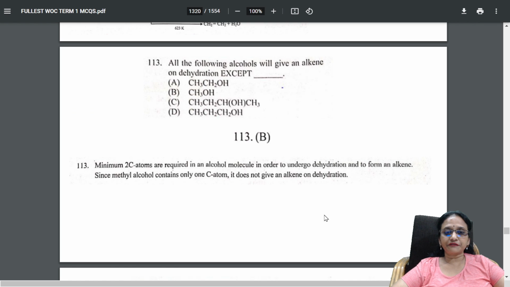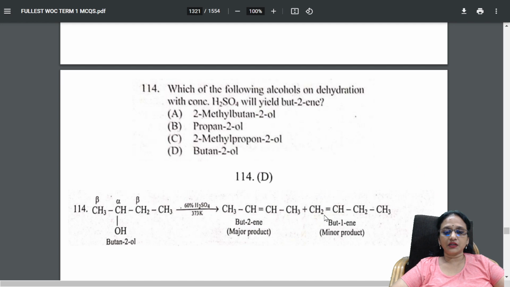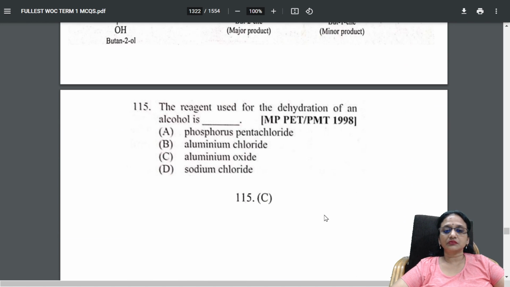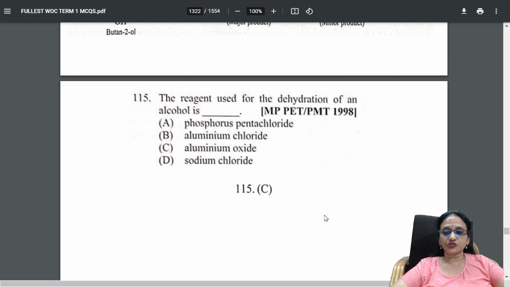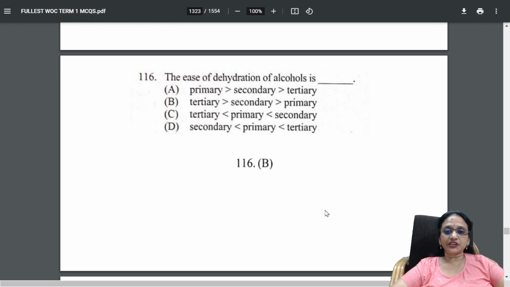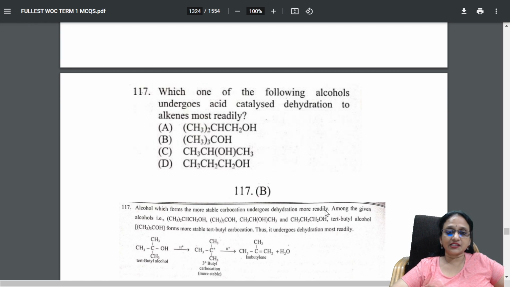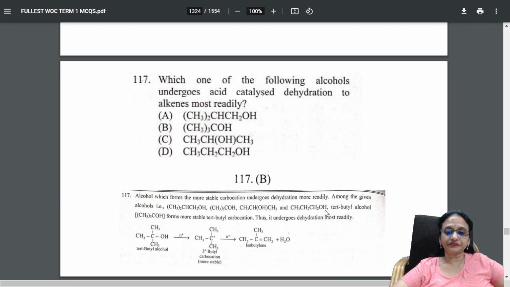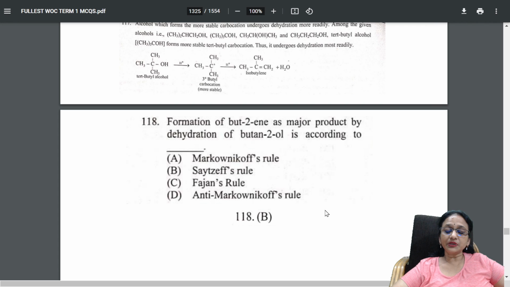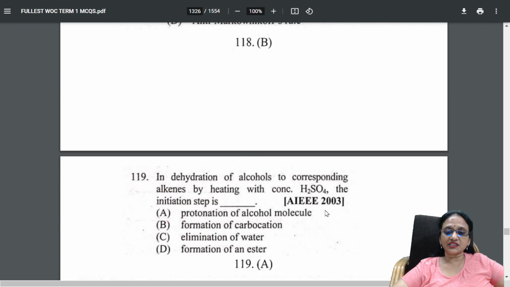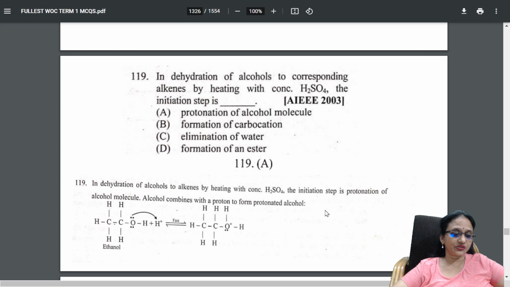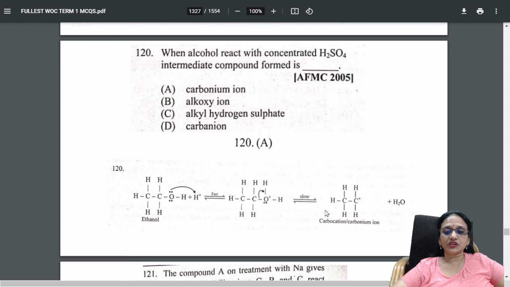Then further, students, we have the dehydration process, different varieties of questions, with different examples given. Further, dehydration of alcohol, some more examples. Ease of dehydration of alcohols. What is the ease? And what is the stability when it undergoes acid catalyzed dehydration? Which of the following undergoes easily? One more example. If you understand the dehydration concept, it is easy for you all to solve the questions. So this is how it goes with different things. Dehydration.